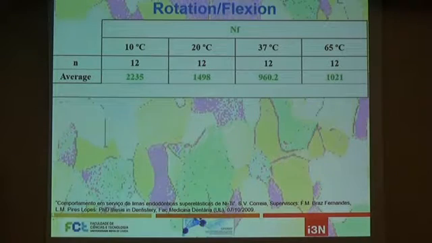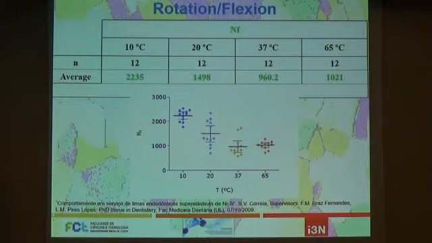And in that study, we looked at the problem of rotation flexion, and we identified, as a final part of the study, that by performing the rotation flexion test at different ambient temperatures, we could get something very significantly different in terms of number of cycles to fracture.